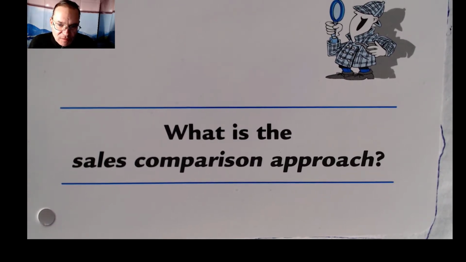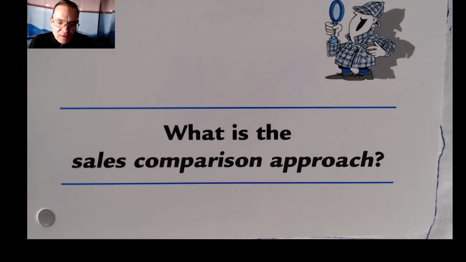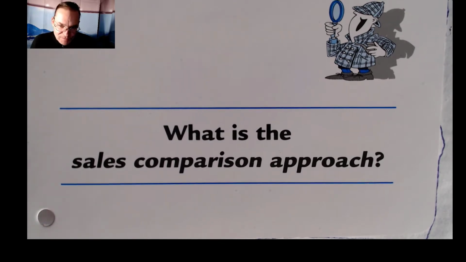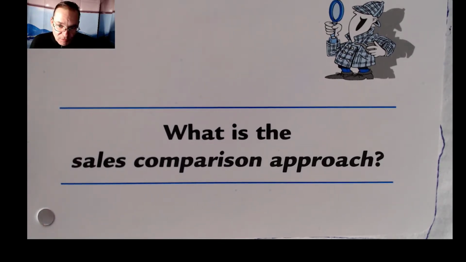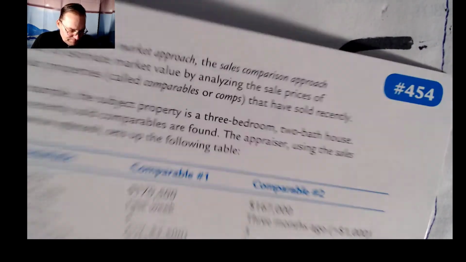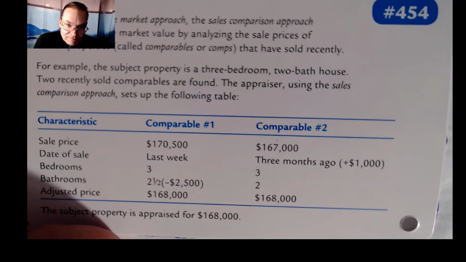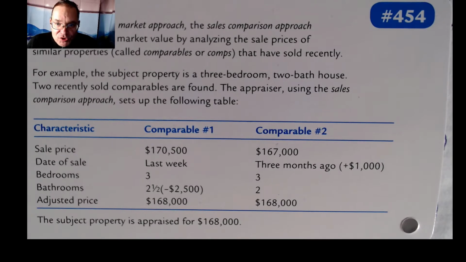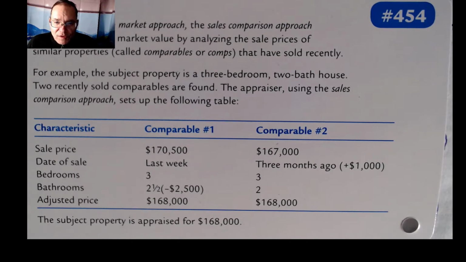With some appraisal flashcards. And our first one on the board is, what is the sales comparison approach? Okay, again, these are about appraisal. Formally called the market approach. The sales comparison approach is used to estimate market value by analyzing the sales price of similar properties, called comparables or comps, that have sold recently.